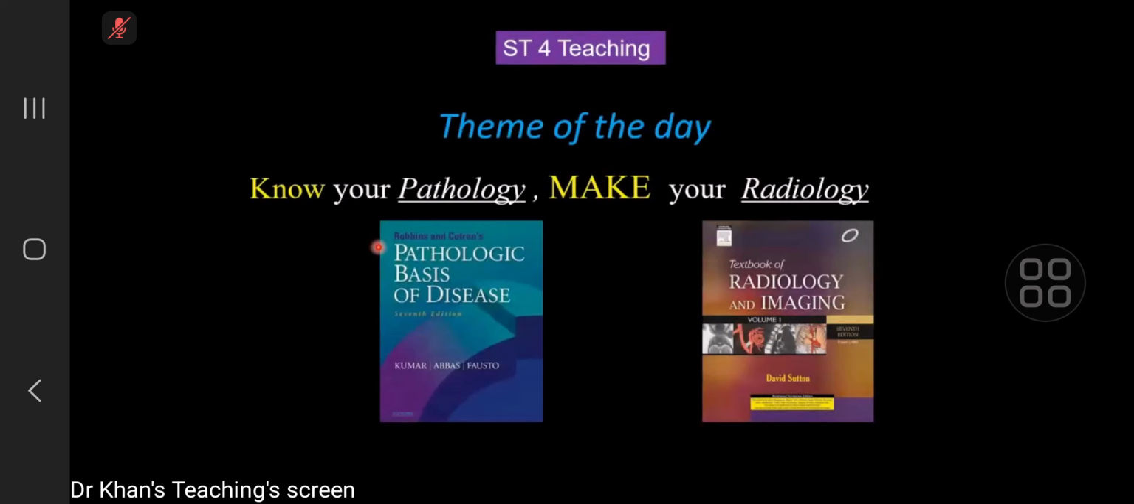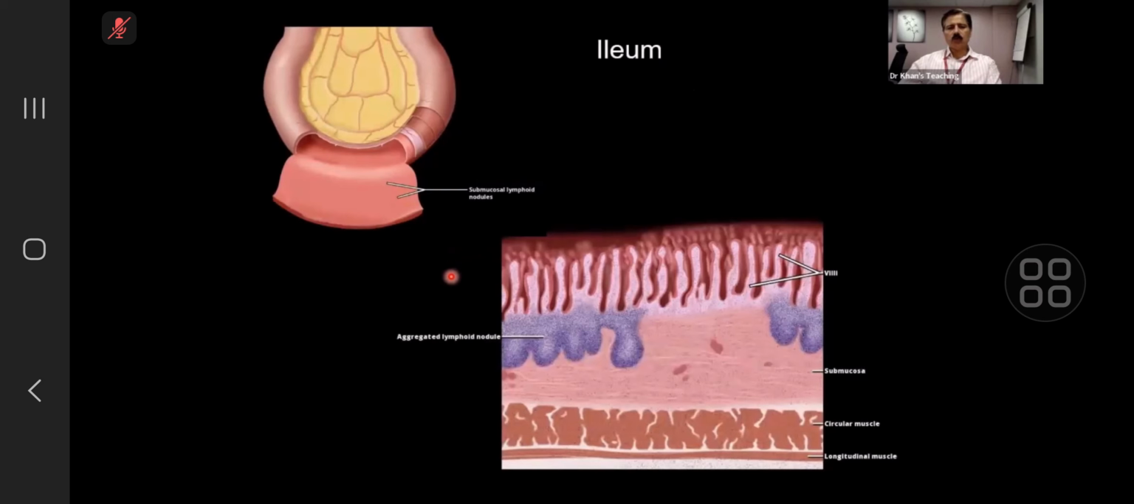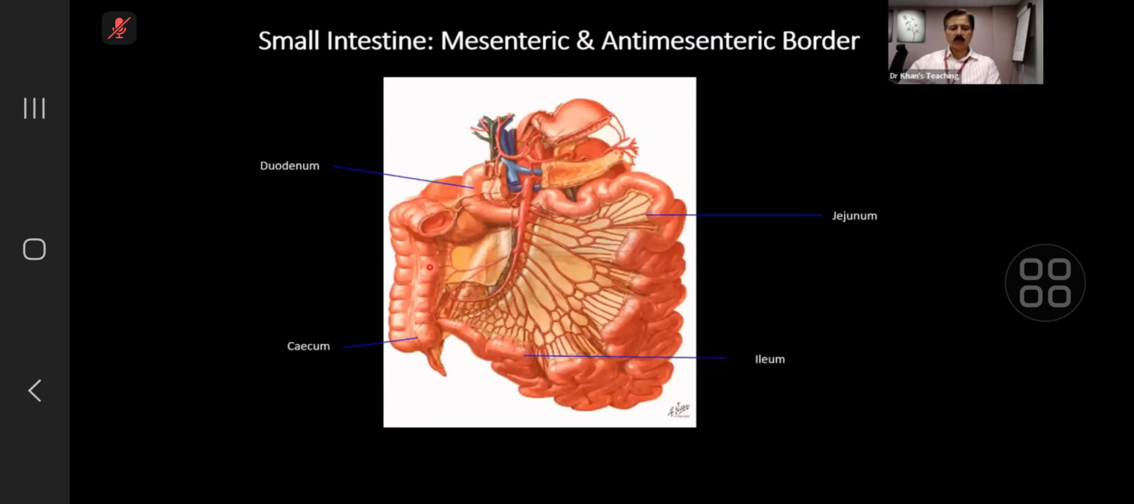Now, as far as the jejunum is concerned, please remember the difference between jejunum and ileum. We know that there are valvulae conniventes in the jejunum, and the number of valvulae conniventes in the jejunum is much more than in the ileum. This is important for you to remember for your exam, and a few films will come in the exam around this concept.